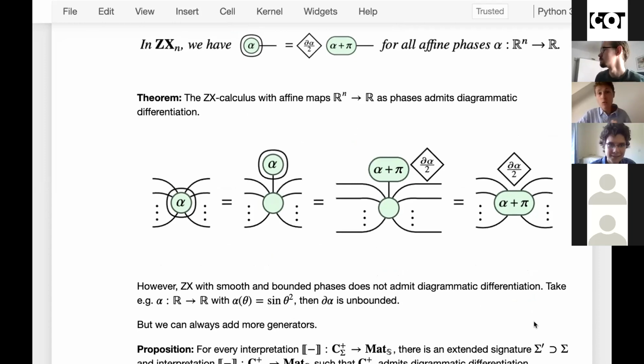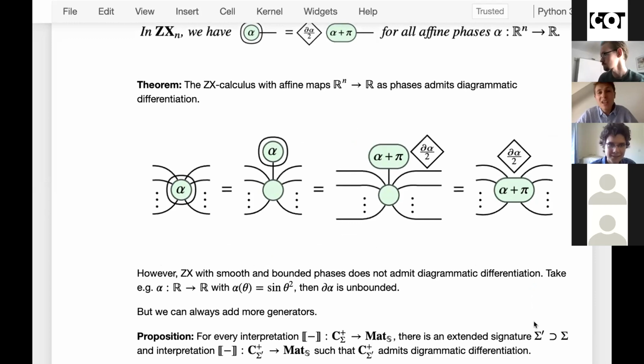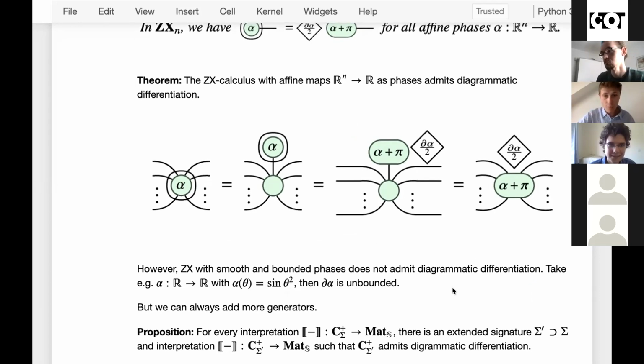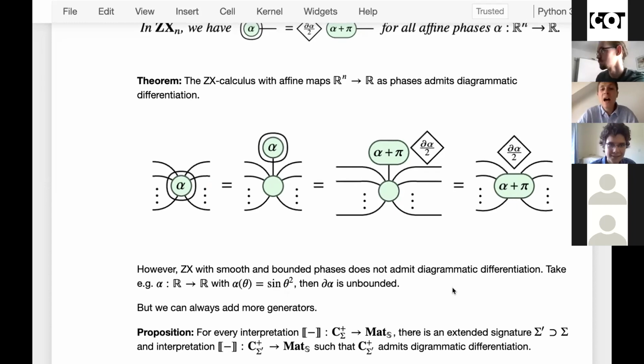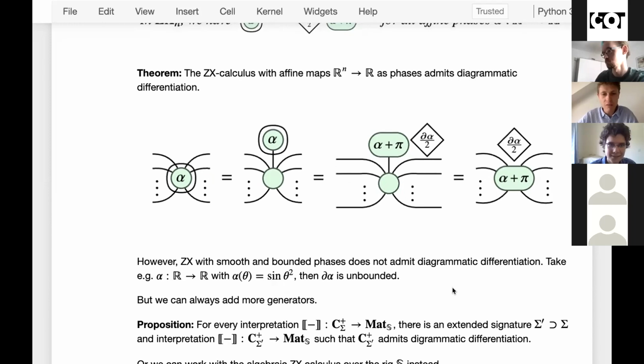So note, however, that we can't do that for arbitrary phases. So we kind of need the affine restriction, or at least some restriction, because even if you have a smooth and bounded phase, the derivative isn't necessarily bounded. So if you take a phase like sin of theta squared, then its derivative is unbounded and you can't draw it as a diagram anymore. But you can always add more generators. So you take a signature, you add a generator for each scalar that you get as the derivative, and well, the big signature you get has diagrammatic differentiation kind of for free.